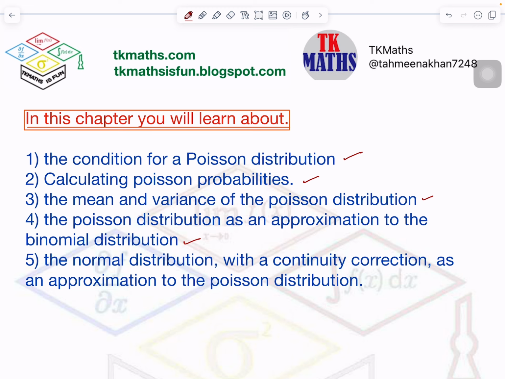So let's start with the first one, the conditions. Overall I believe I will make 4 to 5 videos, and I'll try to keep the length of each video around 4 minutes. For more examples of these questions on Poisson distribution, you will find the link in the description. Here I have just taken 1 or 2 examples to explain the meaning.